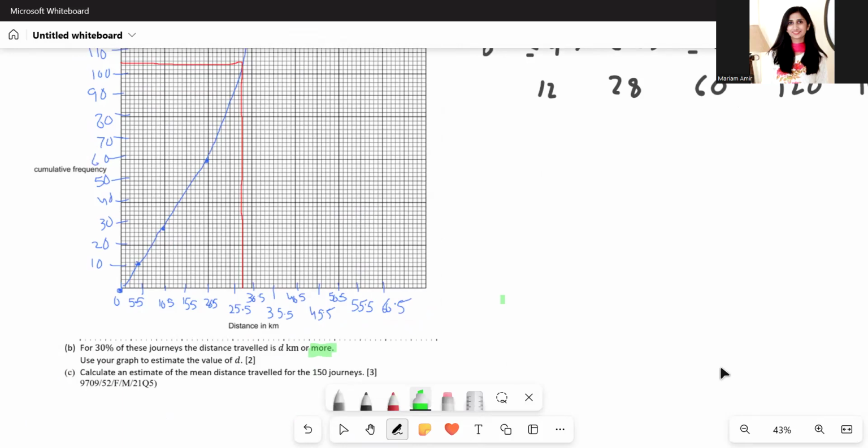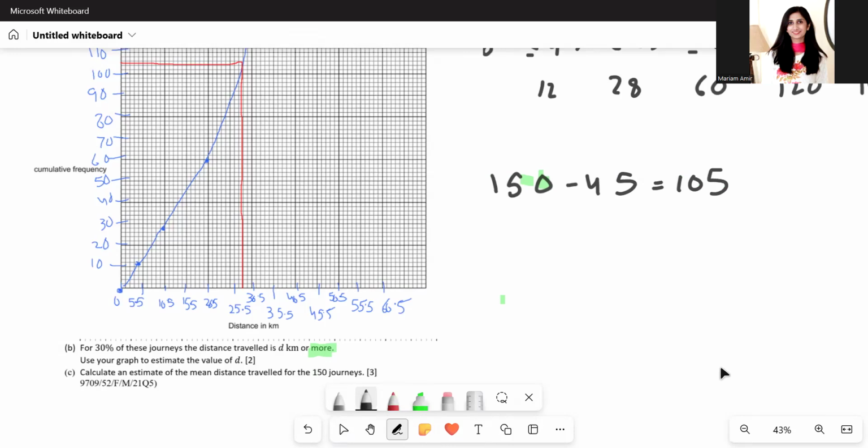So for 45 of the journeys, the distance traveled is d kilometers or more. Use the graph to estimate the value of d. When they say more, what you'll do is subtract the 45 that we just got from the total frequency, which is 150. So that gives 105.